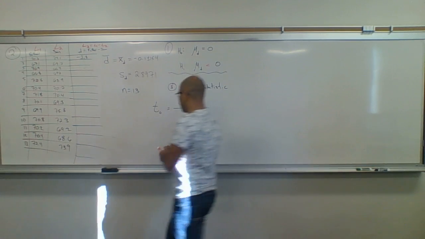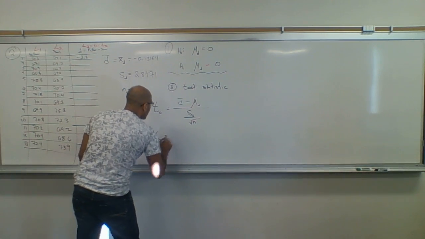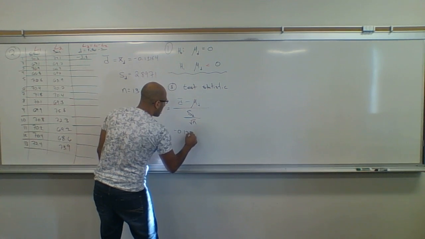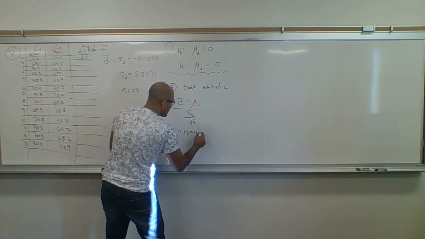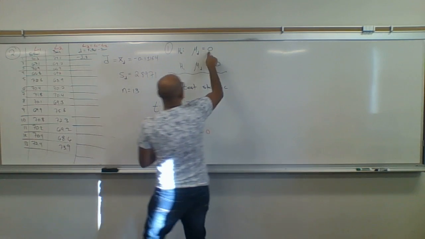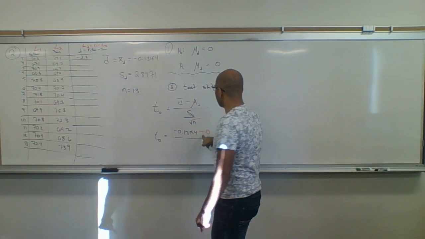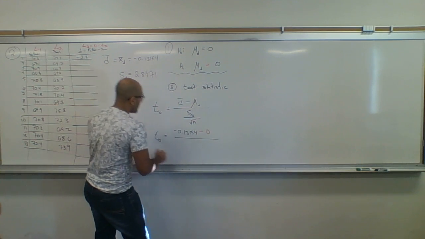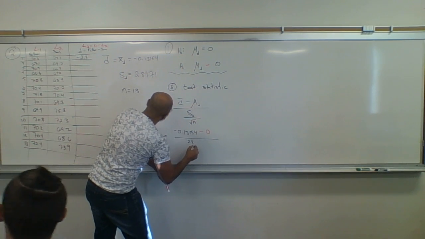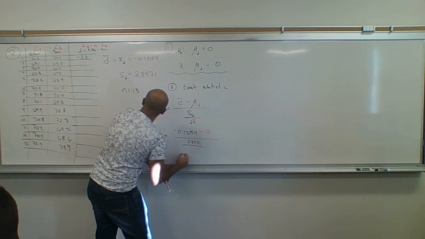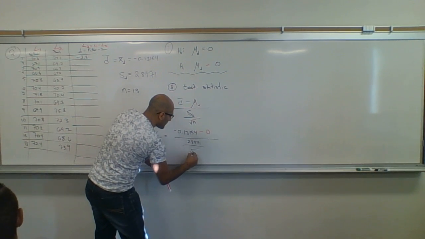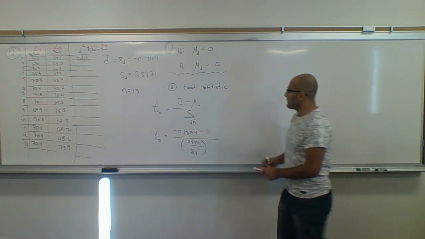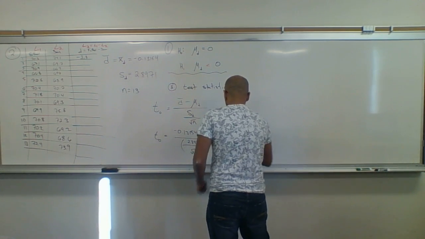So we can calculate it now. T sub naught is going to be equal to this number, negative 0.3154 minus 0, since this thing is 0. So usually, sometimes that's just omitted. 2.8971 divided by the square root of 13. So what do we get?